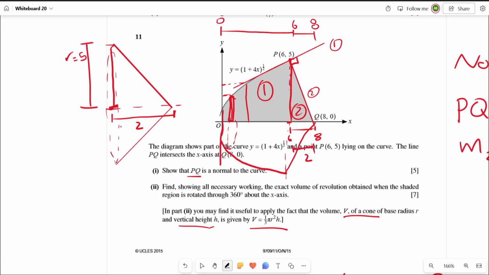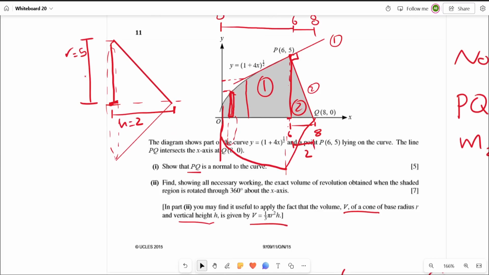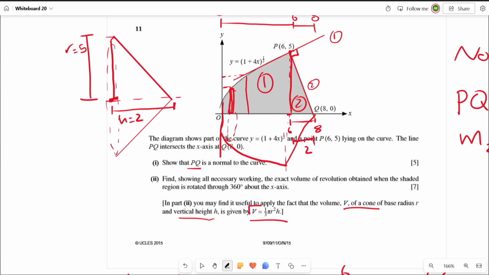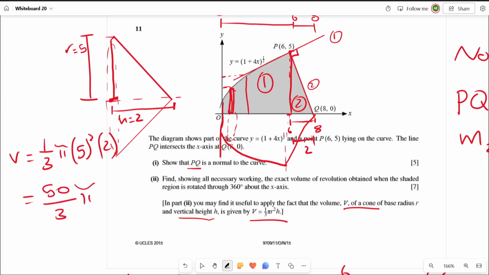Now I can use that h is 2 and r is 5, and I can use the hint it gave me. That's why I gave you this hint, to find the volume of the cone. V equals 1/3 pi r squared h, where r is 5 and h is 2. 5 squared is 25, and 25 times 2 is 50. So this is going to equal 50/3 pi.